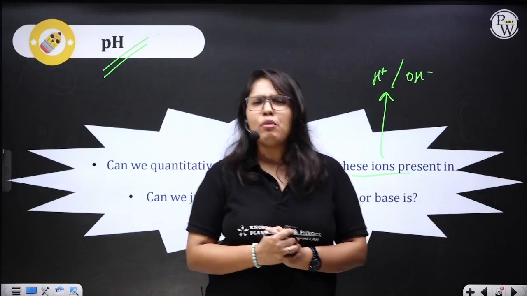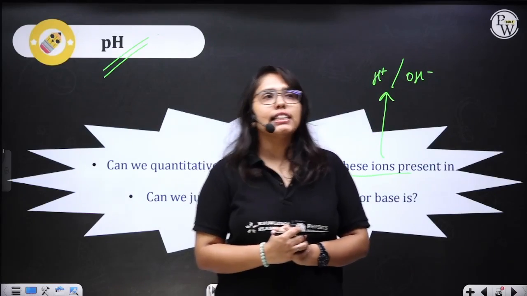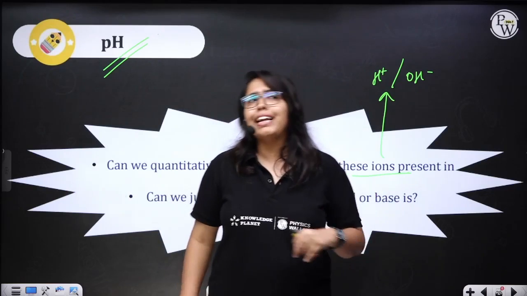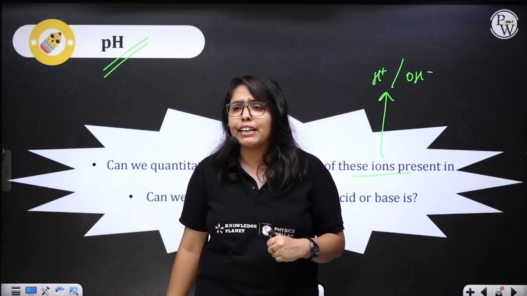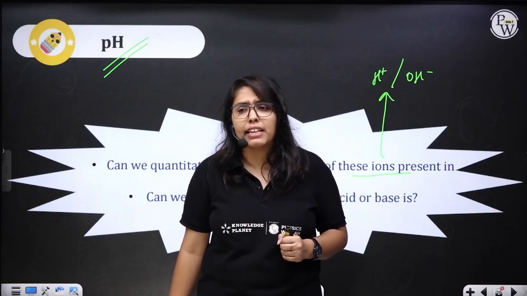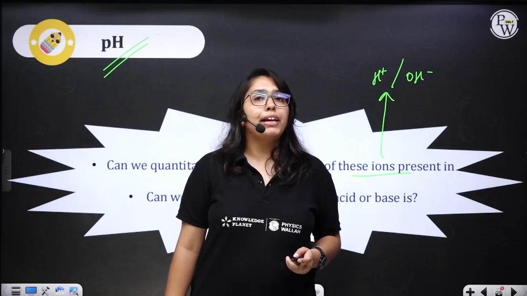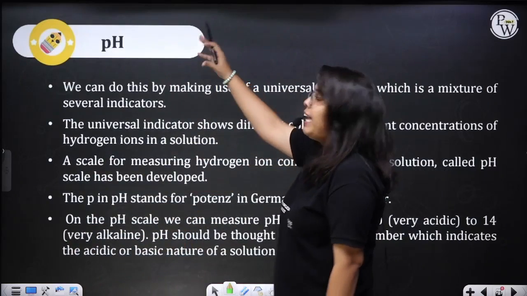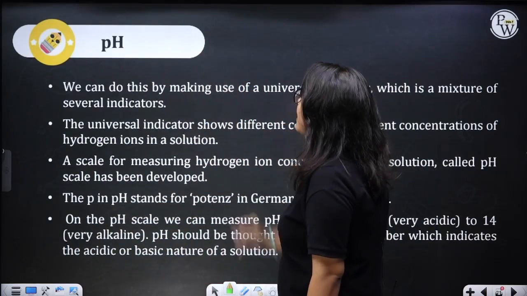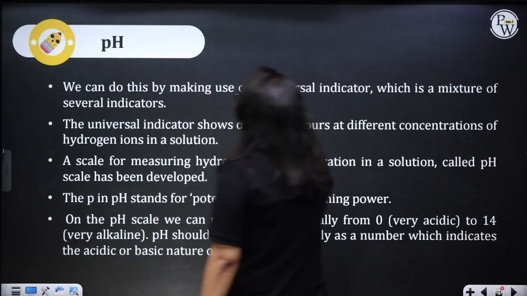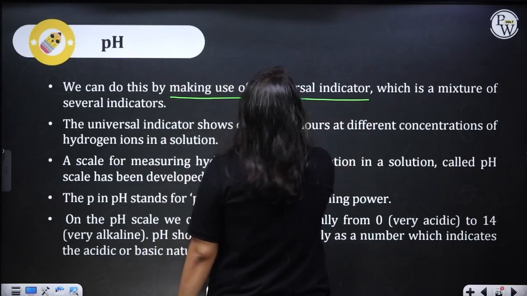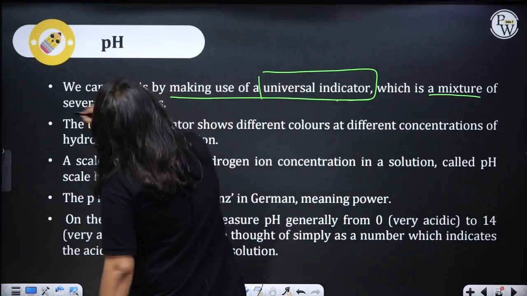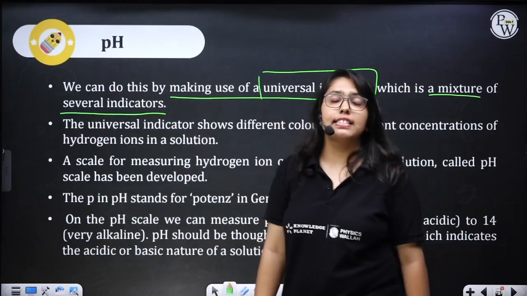With the help of indicators, we understand that a given solution is an acid or a base. But in any way, can we identify whether it is a strong acid or a weak acid? No, we cannot. So what do we do? We use the pH paper. Now, how do we get the pH paper? We can do this by making use of universal indicator, which is a mixture of several indicators put together.